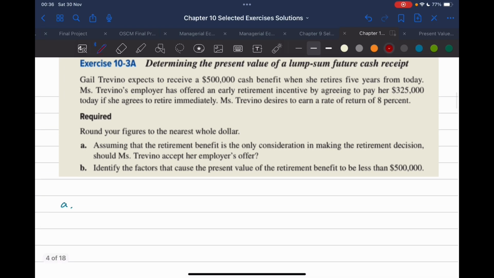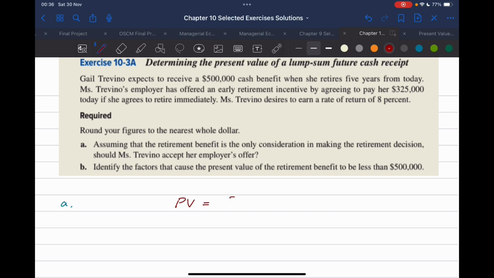Again, I'll just remind you quickly of our formula. Present value should equal the future value multiplied by the present value interest factor. And this is a single amount, so we're going to use the interest factor in table 1. The inputs that we have: n equals 5 because the amount should be received 5 years from today, and r should equal 8% because the question told us that Ms. Trevino desires to earn a rate of return of 8%. So for the present value interest factor that we're going to be looking at in the table, we should have 5 and 8%.